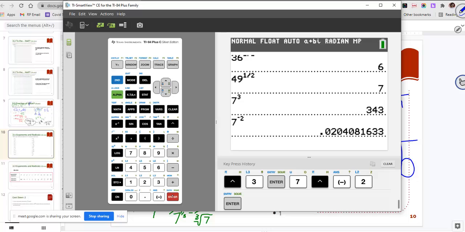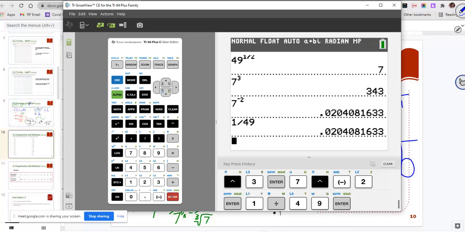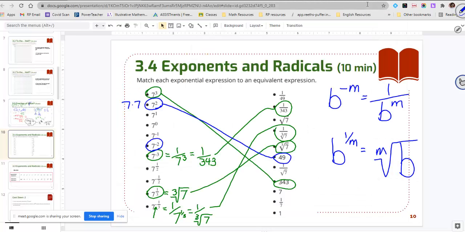Now we just have to figure out what that matches. 1 over 49. Nice. So we could even check that if we know we have these matches going on. We can see that they are exactly equal to each other. Same decimal, same value. All that it did is took our 7 squared, 49, and pushed it down to a denominator because it's a negative 2 exponent. It pushes it down to a denominator of a fraction.